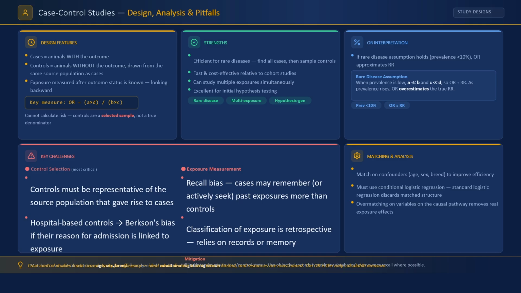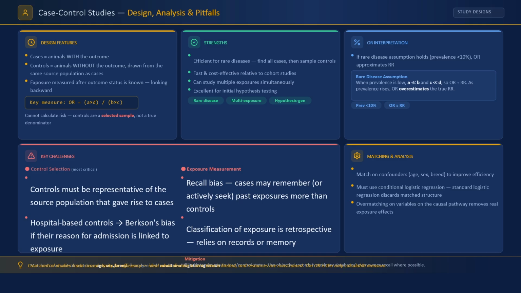Now the challenges. Control selection is the most critical. Controls must represent the source population. Hospital-based controls invite Berkson's bias when the reason for admission is itself linked to the exposure. Exposure measurement is retrospective, which opens the door to recall bias, since cases often remember or actively search for past exposures more than controls do. Mitigate by blinding interviewers to case status and favoring objective records over owner memory.